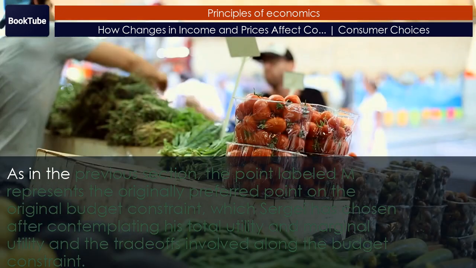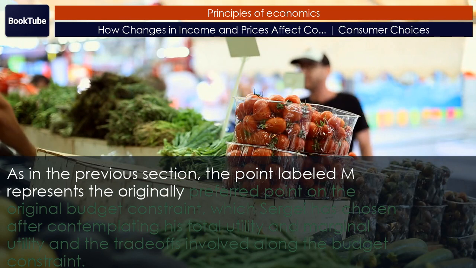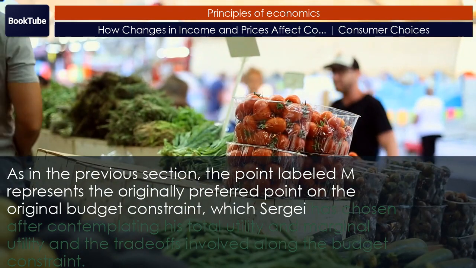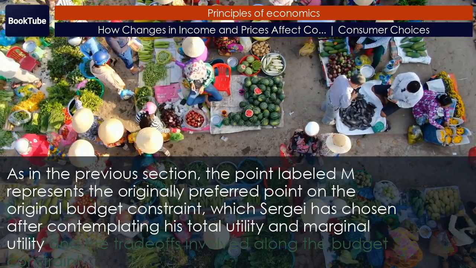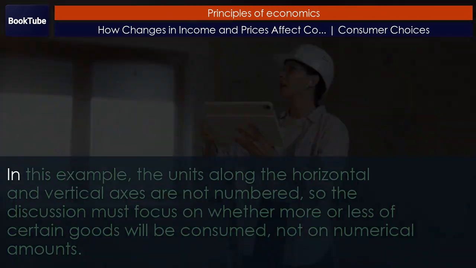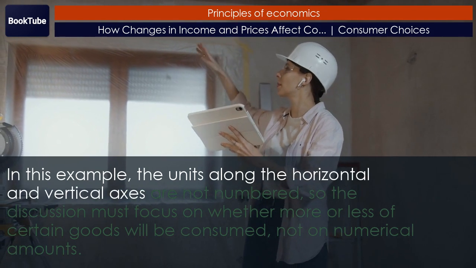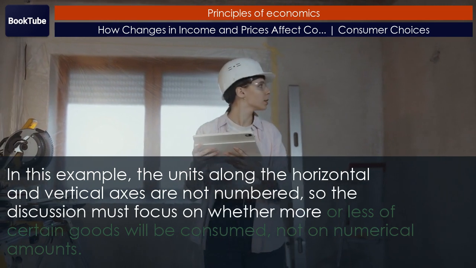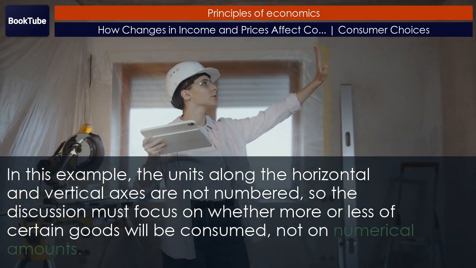As in the previous section, the point labeled M represents the originally preferred point on the original budget constraint, which Sergey has chosen after contemplating his total utility and marginal utility and the trade-offs involved along the budget constraint. In this example, the units along the horizontal and vertical axes are not numbered, so the discussion must focus on whether more or less of certain goods will be consumed, not on numerical amounts.